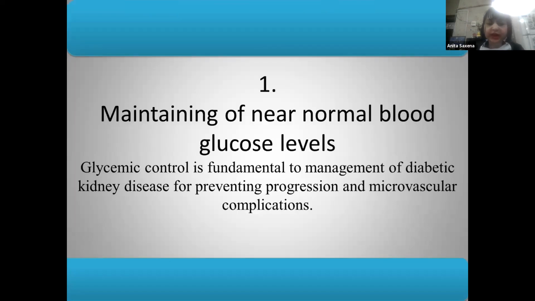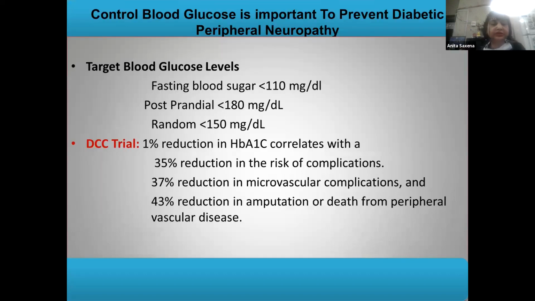Now, maintaining near normal blood glucose levels for glycemic control is fundamental to management of diabetic kidney disease, for preventing progression and microvascular complications. Therefore, the target blood glucose levels should be fasting blood sugar less than 110 milligrams per deciliter, postprandial less than 180, and random less than 150 milligrams per deciliter.